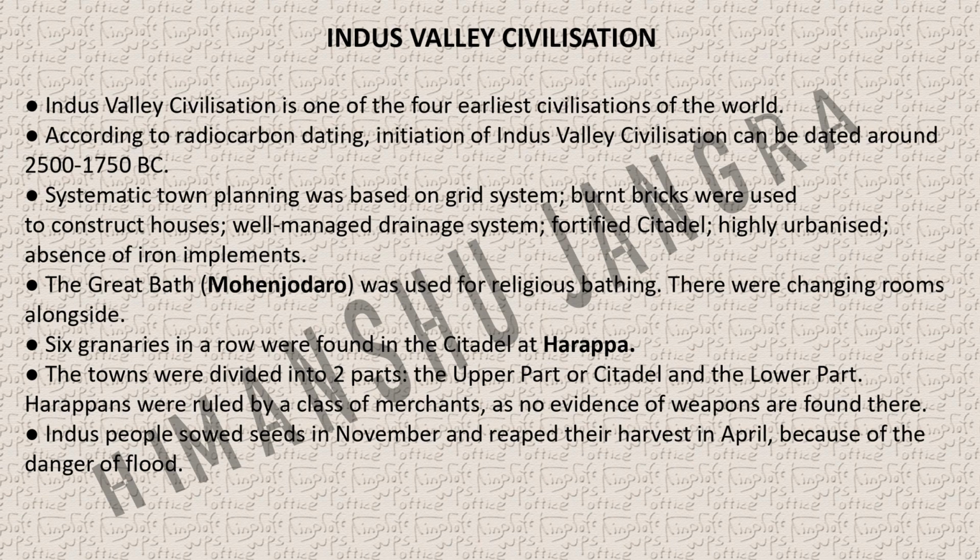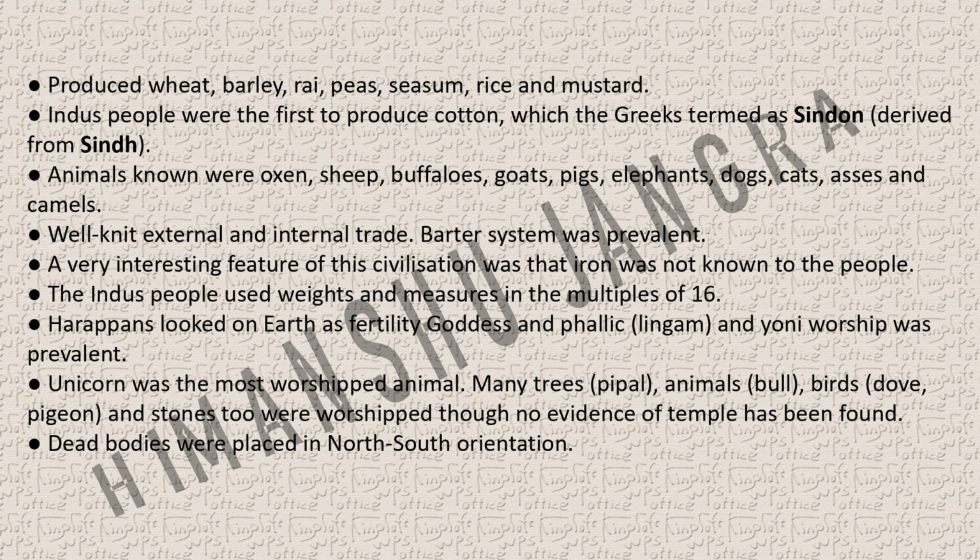Indus people sowed seeds in November and reaped their harvest in April, because of the danger of flood. They produced wheat, barley, rye, peas, sesame, rice, and mustard. Indus people were the first to produce cotton, which the Greeks termed sindon, derived from Sind. Animals known were oxen, sheep, buffaloes, goats, pigs, elephants, dogs, cats, asses, and camels.